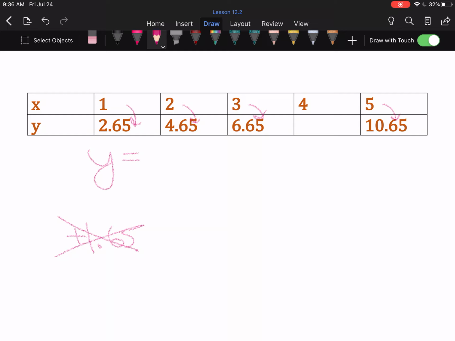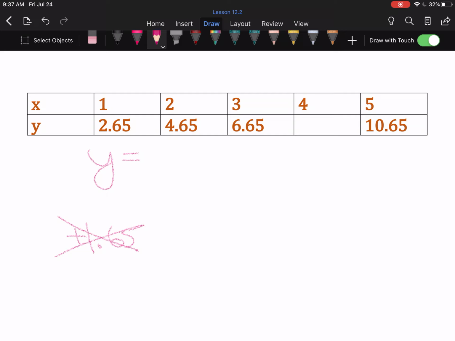It could be times 2.65, but I'll be nice and tell you it's not. This is actually a two-part rule. What if I said take the number, double it, and then put on the 0.65? 1 times 2 is 2, put on the 0.65. There's my 2.65. 2 times 2 is 4, put on the 0.65. 3 times 2 is 6, put on the 0.65. 5 times 2 is 10, put on the 0.65.